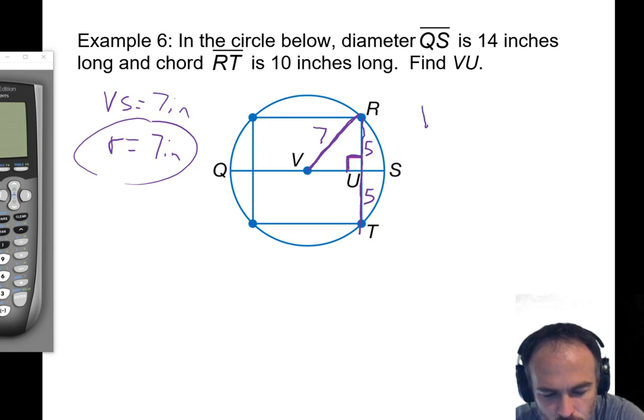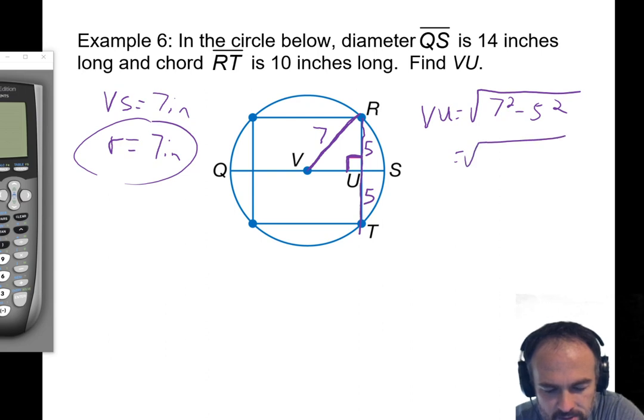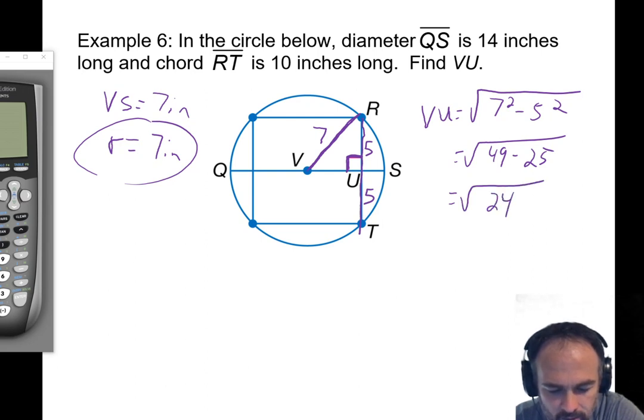So I know that VU, I'm just going to jump into my Pythagorean theorem shortcut, is equal to the square root of 7 squared minus 5 squared. So that gives me the square root of 49 minus 25. 49 minus 25 is 24. And then I'm going to break this down into 4 and 6, and then 2 and 2. There's my pair. So I've got 2 root 6 inches.